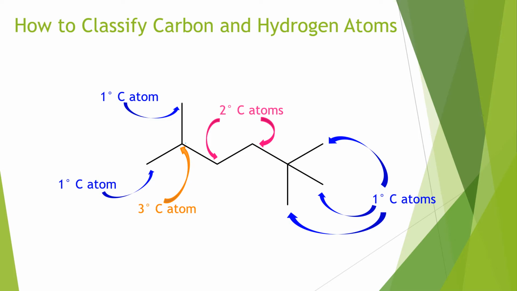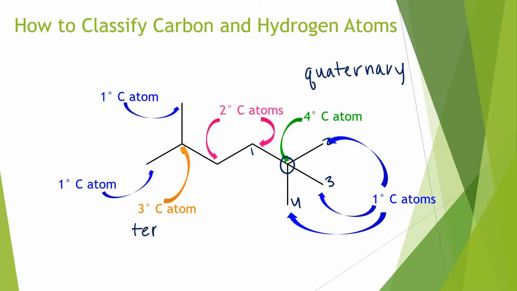If a carbon atom is attached to three other carbons, it's called tertiary. So 1, 2, 3. And if a carbon atom is attached to four other carbons, like this one, 1, 2, 3, 4, is called quaternary. So quaternary is spelled like this, and tertiary like so.